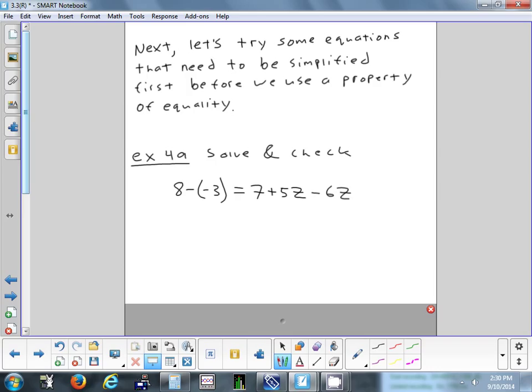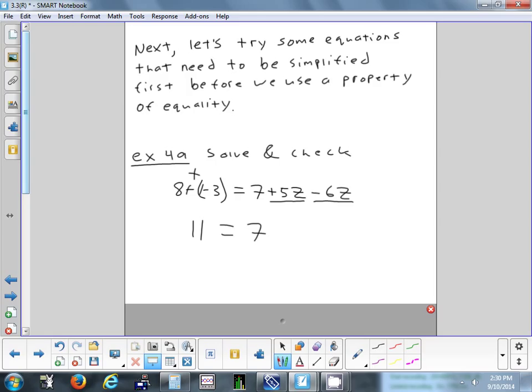8 minus negative 3 turns into a positive. So what's 8 plus 3? 11. Okay? Is there any more like terms on the other side? Yes. Positive 5z, negative 6z. How about the 7? Is there anything to combine that with? No. What's 5z take away 6z?